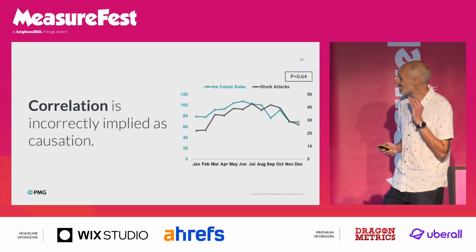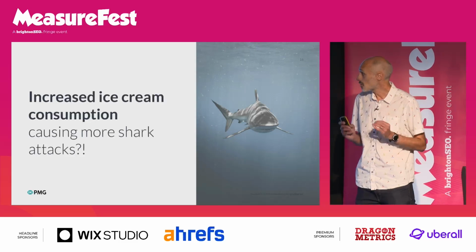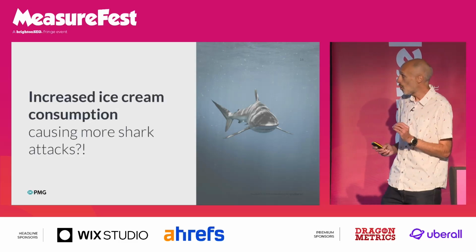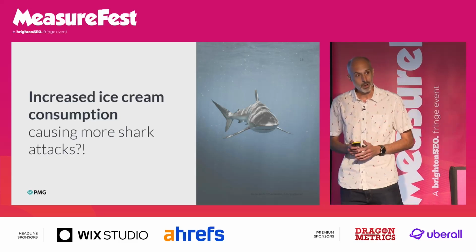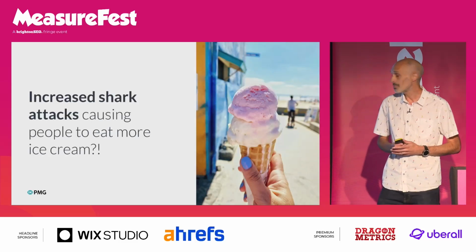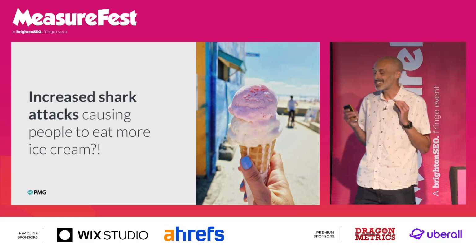Where correlation is incorrectly implied as causation, it would indicate that increased ice cream consumption causes more shark attacks. Or, if correlation is incorrectly implied as causation, it could indicate that increased shark attacks is causing people to eat more ice cream. Now, of course, neither of these insights are true.